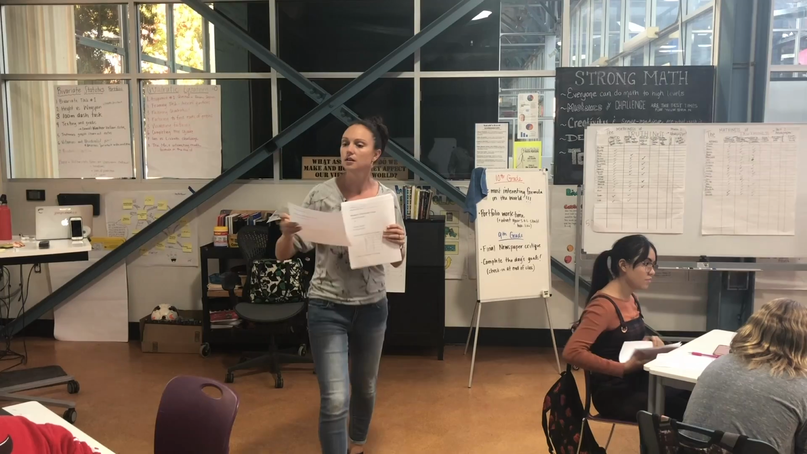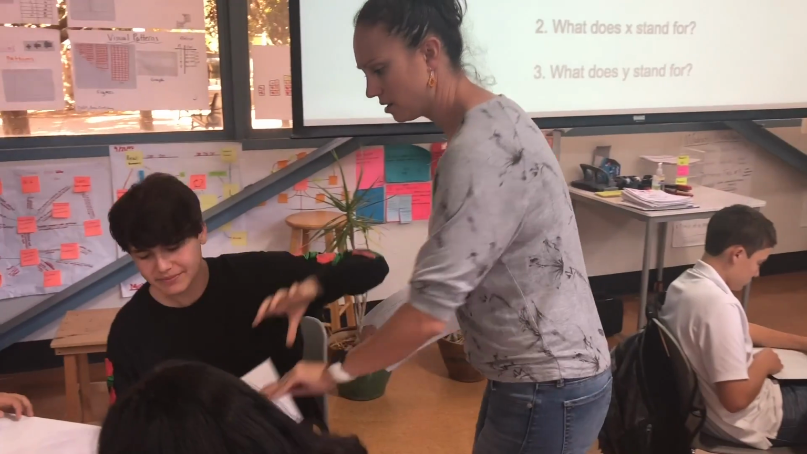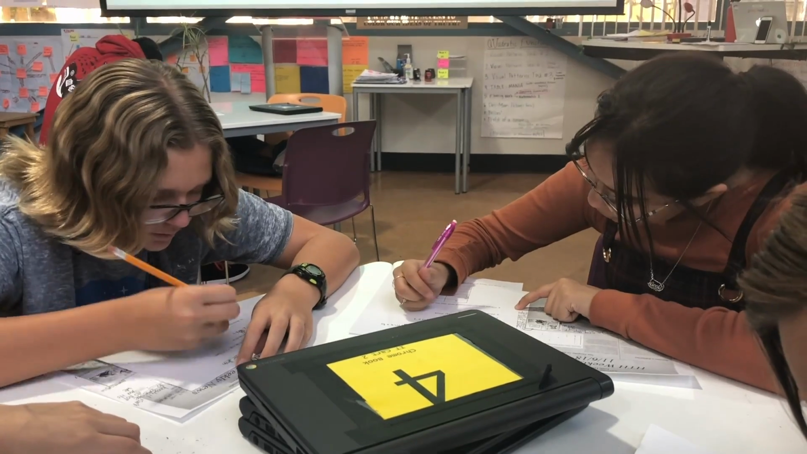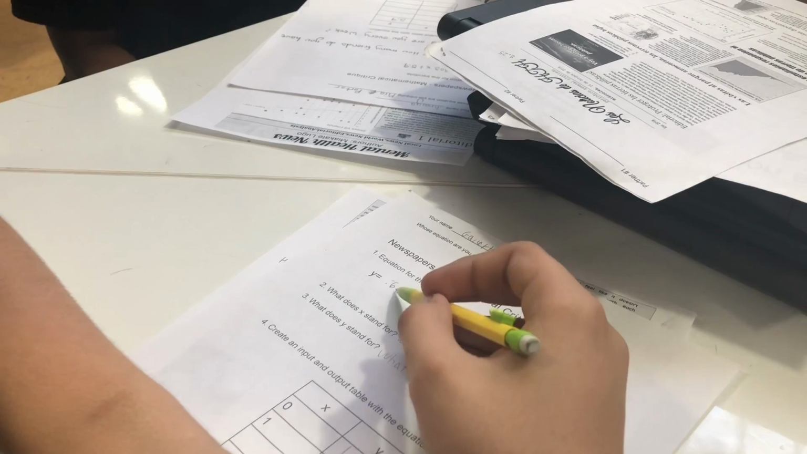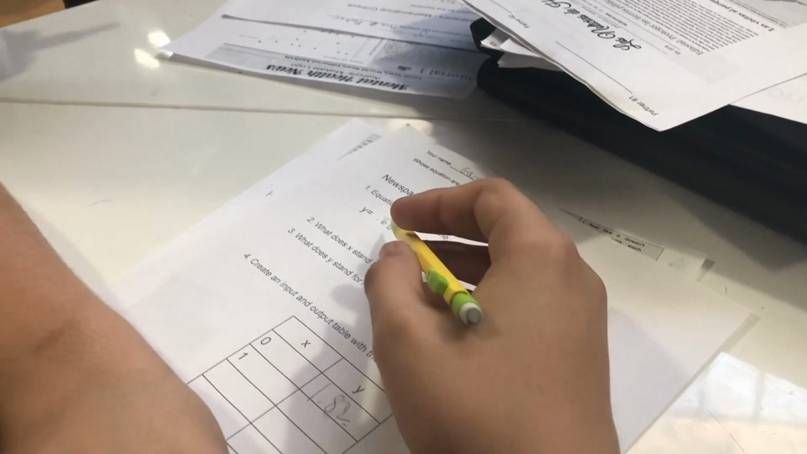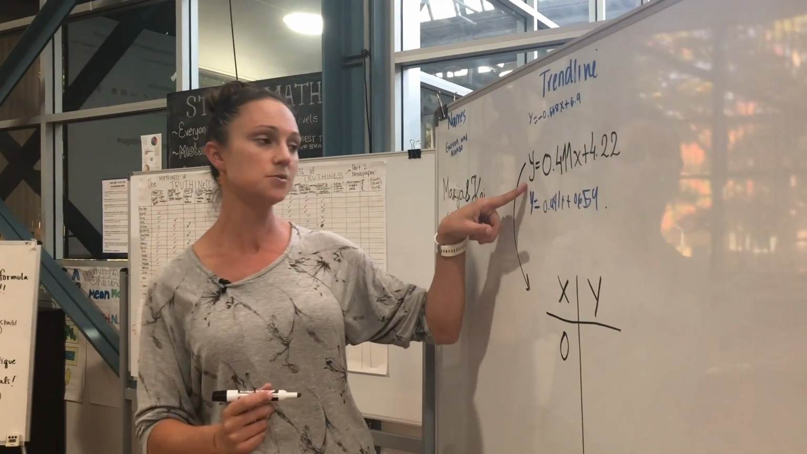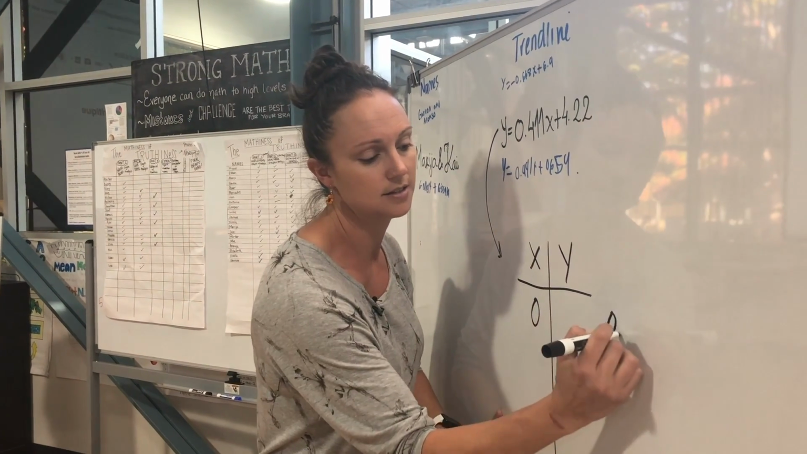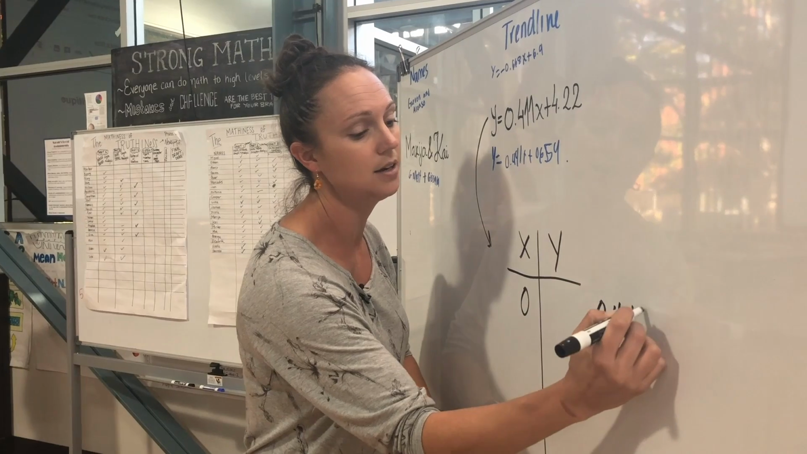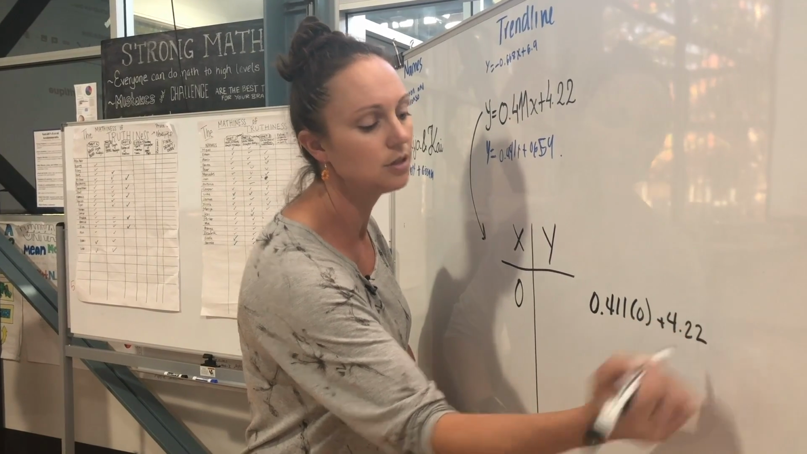What the students did in the mathematical critique is they looked at each other's scatter plots and extracted from the scatter plot the trend line. Once they had the trend line, they identified what the X value stood for and what the Y value stood for. So we're plugging in 0 for X here. So what we're gonna do is we're gonna take their equation and plug in 0 for X. So that looks like 0.411 times 0 plus 4.22.